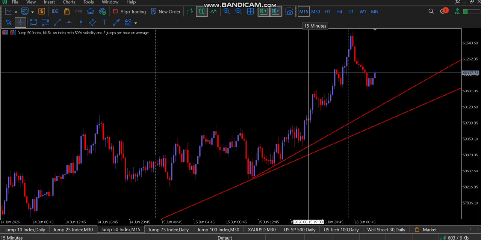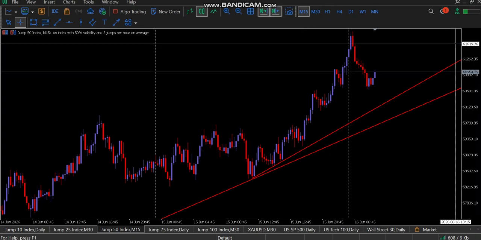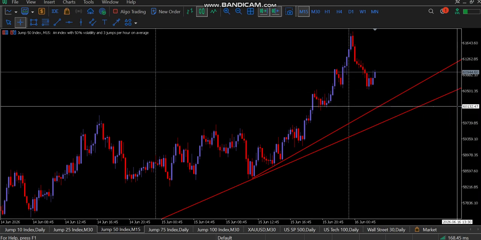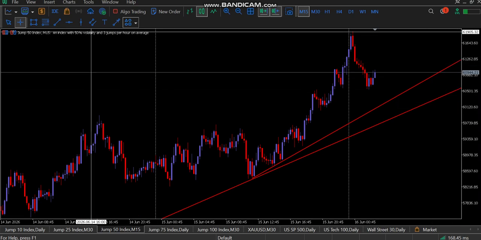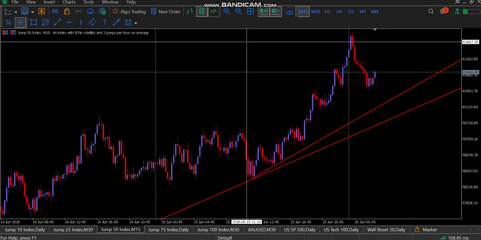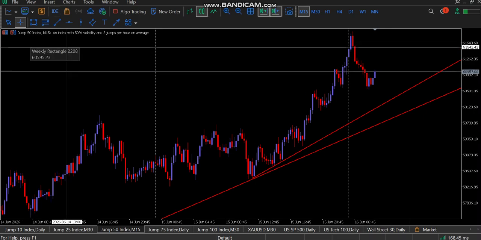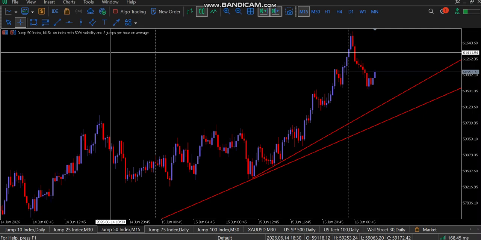If I cannot find it on 15 minutes, I will go to my 30 minutes. If I can't find it on my 30 minutes, I will go to my 1 hour time frame in order to look for the candlestick confirmation and so on. Once I see my candlestick confirmation, I'm going to start selling this market or this instrument. So that's basically how I am going to enter a Jump 50 index trade.